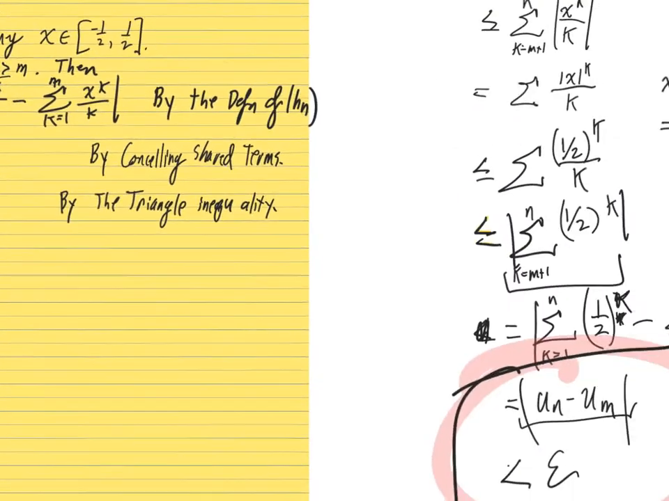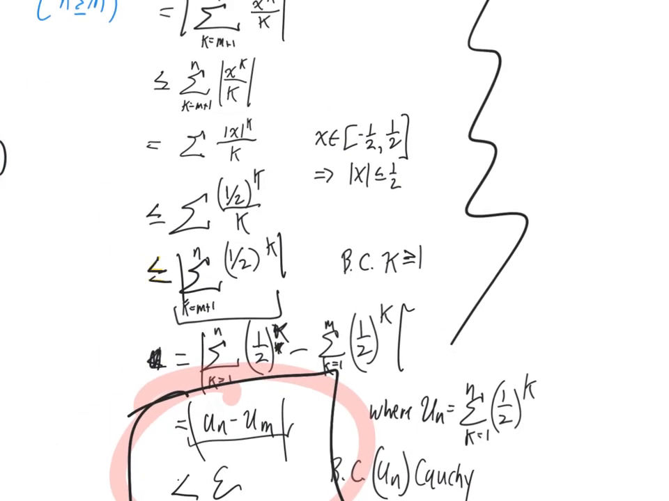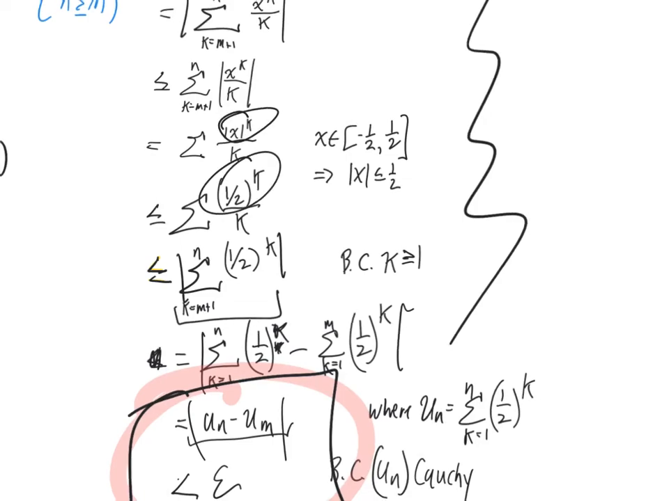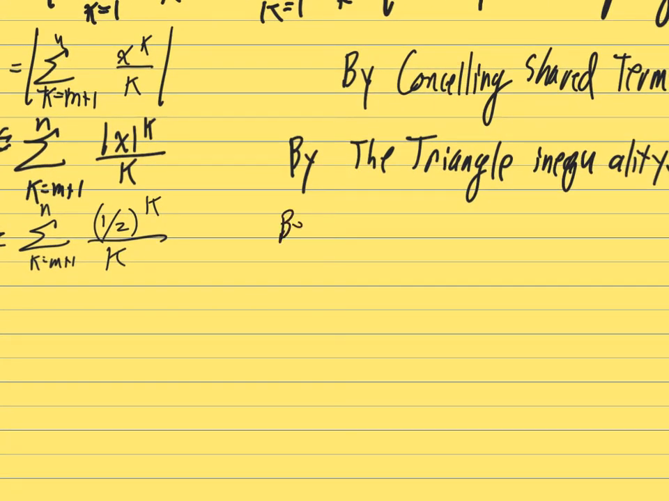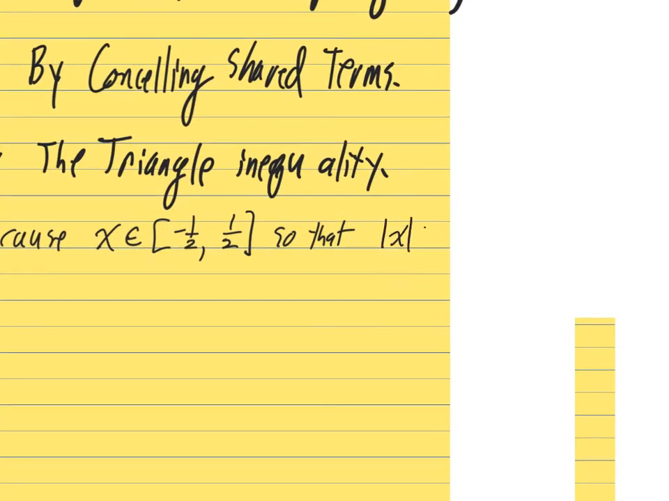All right, nice. Going back over here. The next thing I did is I said, well, I want to get rid of the x's. I know the absolute value of x is less than or equal to a half. It is less than or equal to the sum from k equals m plus 1 up to n of 1/2 to the k divided by k, because x is in negative 1/2 to 1/2, so that absolute value of x is less than or equal to 2.